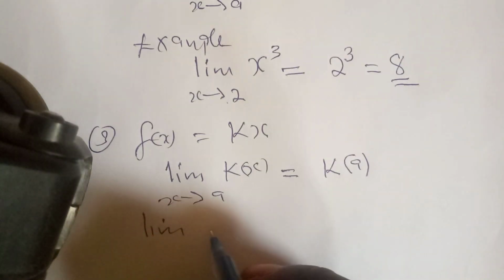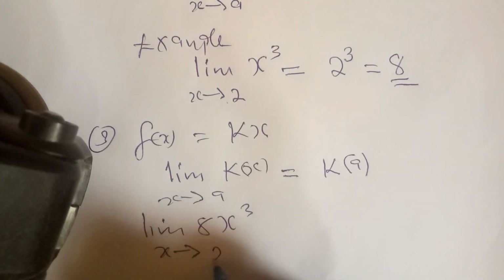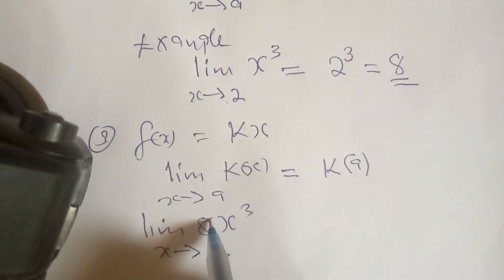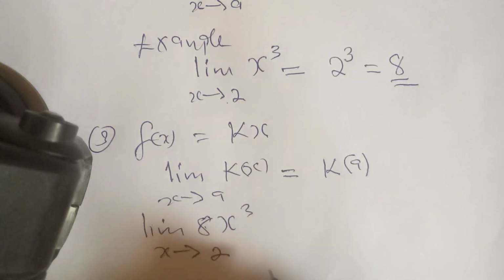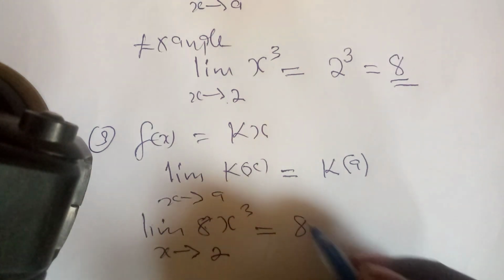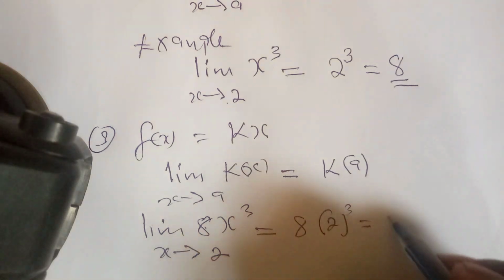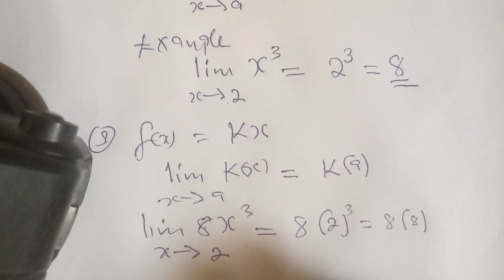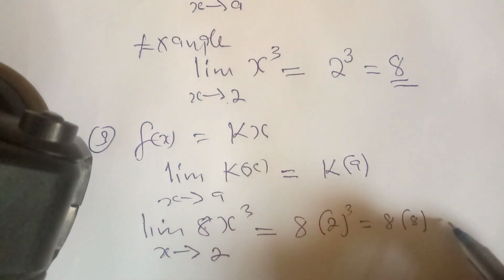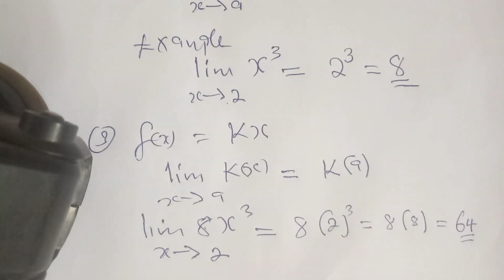if you have the limit of 8x raised to the power of 3 as x approaching 2, this is something as 8 into 2 raised to the power of 3. 2 raised to the power of 3 is 8. 8 times 8 is 64. So this is this.